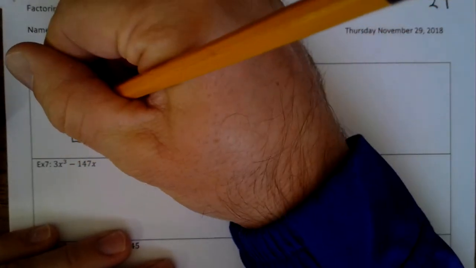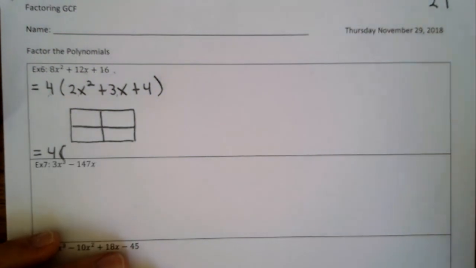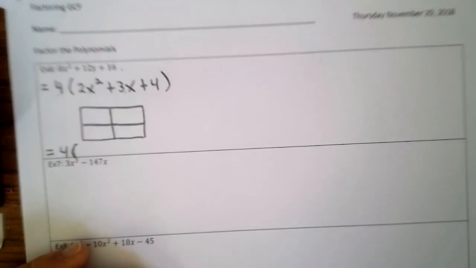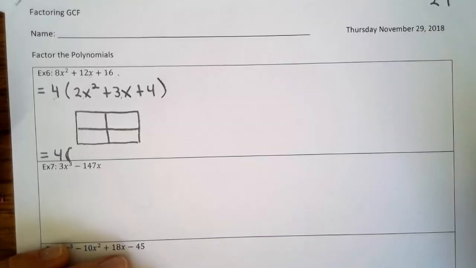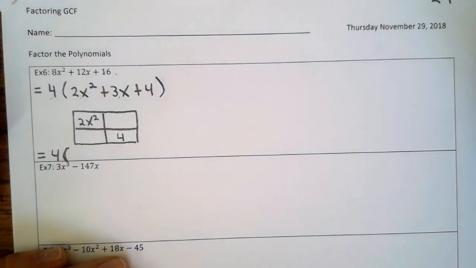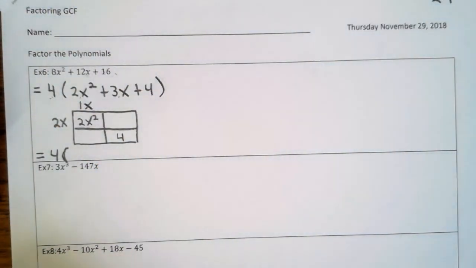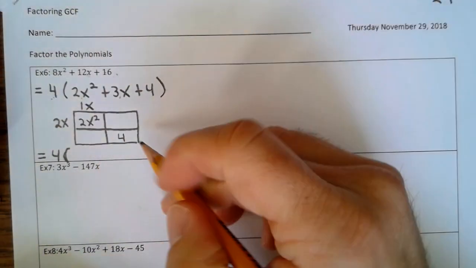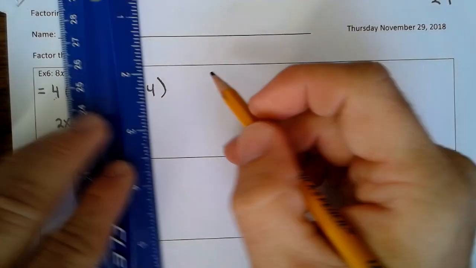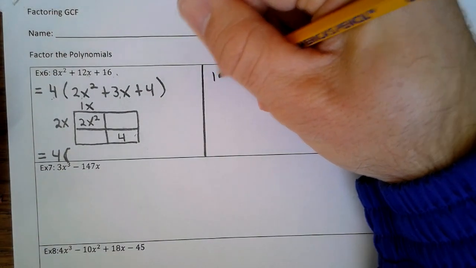And don't forget that 4 is part of our final answer. Now, first term is 2x squared. Last term is 4. Now we know to make 2x squared is 2x and 1x. Now we need to find all the combinations of 4. Okay, so 1 times 4 is 4, 2 times 2 is 4, and 4 times 1 is 4.